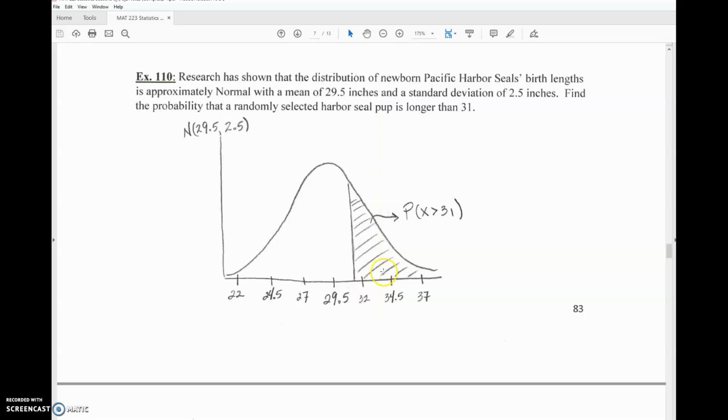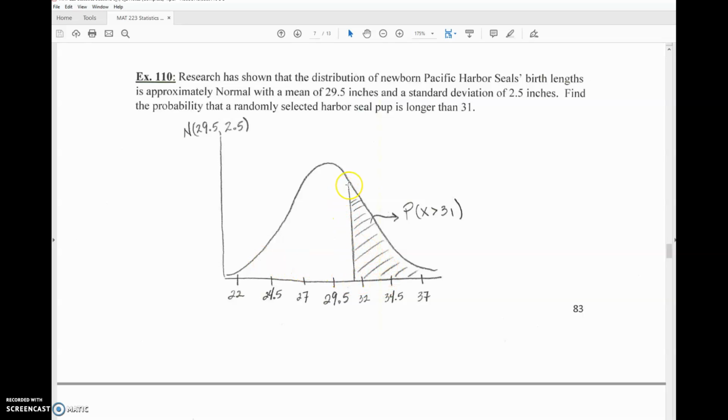So if I go 1, 2, 3 tick marks, each one of those is 2.5 away. So 2.5 is 32. Another 2.5 is 34.5. Another 2.5 is 37. Subtract 2.5 is 27. Subtract 2.5 is 24.5. And subtract another 2.5 is 22. So that covers 99.7%. Remember, from 3 standard deviations below to 3 standard deviations above goes 99.7%. Now, that doesn't really matter in this example.